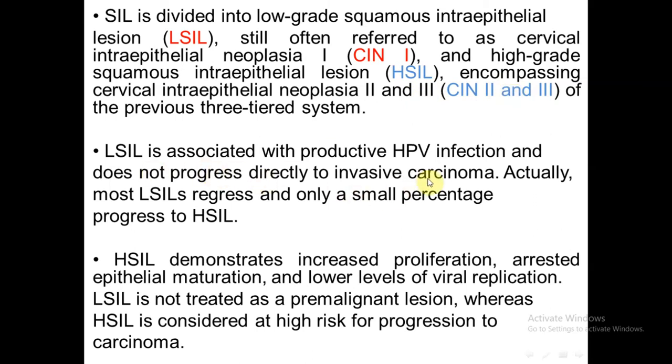L-cell is associated with productive HPV infection and does not progress directly to invasive carcinoma. As we mentioned, we have steps of progression. These steps start with L-cell, and this L-cell needs to progress to H-cell and then to invasive squamous cell carcinoma. L-cell by itself can either regress after treatment or it can progress to H-cell. H-cell demonstrates increased proliferation, arrested epithelial maturation, and lower level of viral replication. L-cell is not treated as a pre-malignant lesion, whereas H-cell is considered at a high risk for progression to carcinoma.